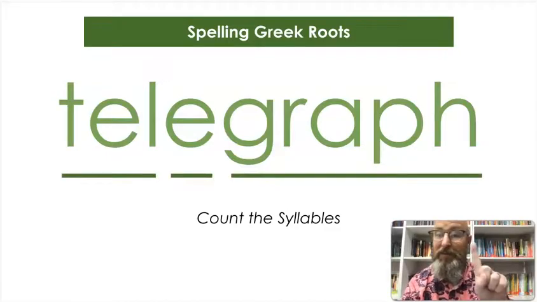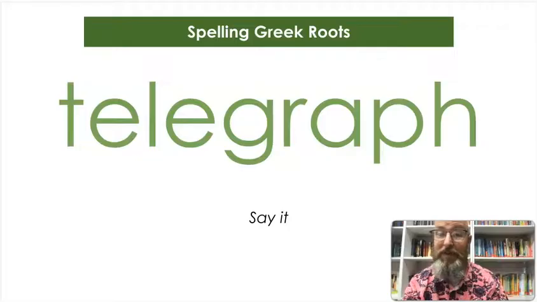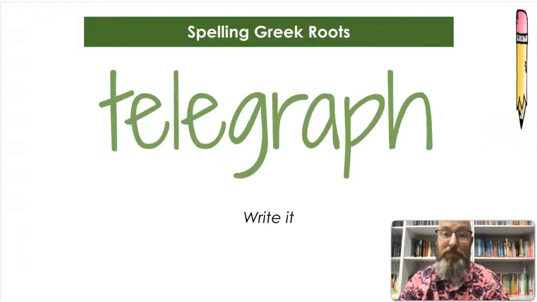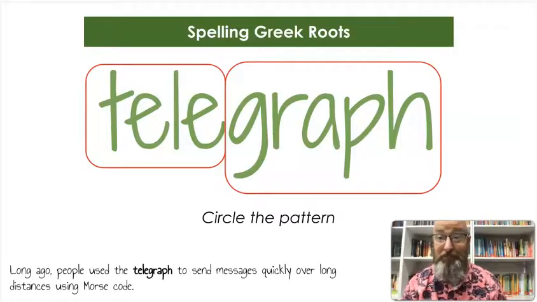Let's count the syllables. Telegraph. Let's spell it. T-E-L-E-G-R-A-P-H. Telegraph. And let's write it. T-E-L-E-G-R-A-P-H. Let's circle the pattern. This has got two of them, tele and graph. So let's circle them both. Long ago, people used the telegraph to send messages quickly over long distances using Morse code.